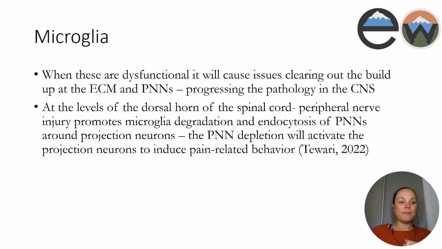Okay, so let's talk a little bit about microglia. We talked a little bit about the astrocytes and the astrocytes in this border formation that can happen, right? And also perineural network irritation causing seizure-like activity. But now let's talk about the microglia. When these are dysfunctional, it can cause issues clearing out all of the junk, right? So the extracellular matrix buildup that happens, the things that need to be cleared out of the matrix components from being broken down. And the perineural network as well being a different extracellular matrix. So if these are not working correctly, you don't have a good cleaning system and it can progress the pathology in the central nervous system.